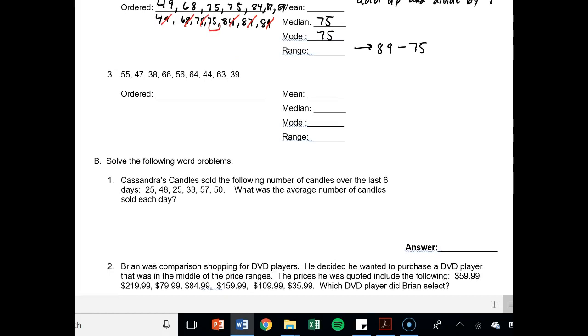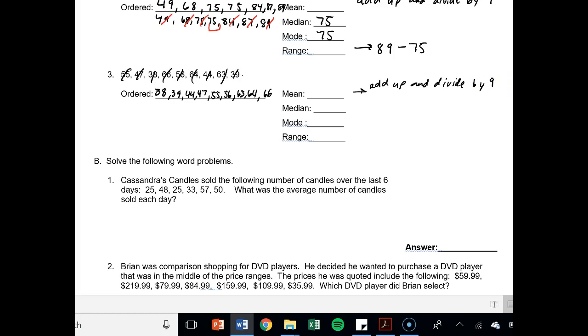All right. For number 3, again, let's order them. 38, 39, 44, 47, 55, 56, 63, 64, and 66. All right, so for the mean this time, you're going to say add up and divide by. We have 1, 2, 3, 4, 5, 6, 7, 8, 9, right?